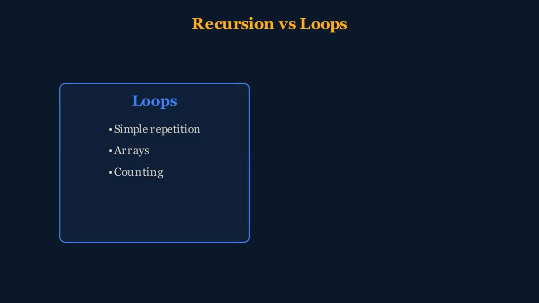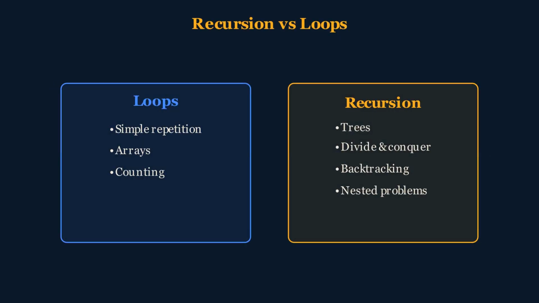So when should you use recursion? Loops are perfect for simple repetition, counting, walking an array. Recursion shines when a problem naturally breaks into smaller copies of itself. Trees, divide and conquer, backtracking. Recursion isn't just a loop. It repeats work using function calls in the call stack.